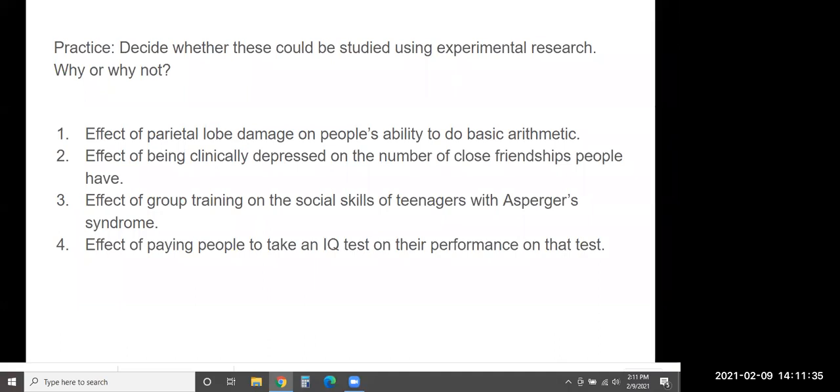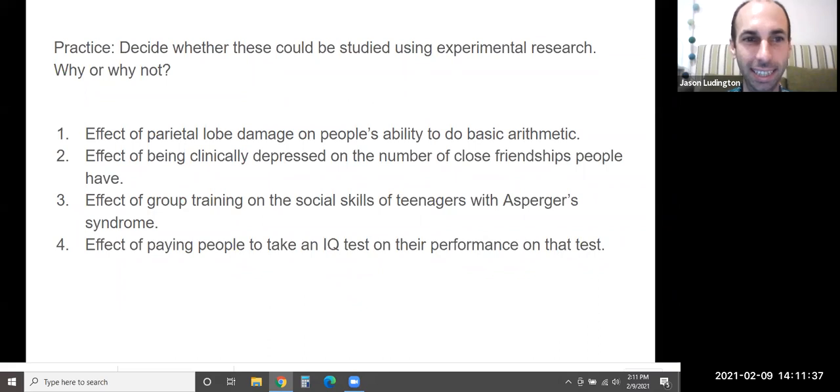Okay, I understand. Very good answer. And you're right. If the treatment works based on the results, then we could offer that treatment to the control group. Then that's ethical. Very good thinking. You guys are getting it. Number 4, the effect of paying people to take an IQ test on their performance on that test.